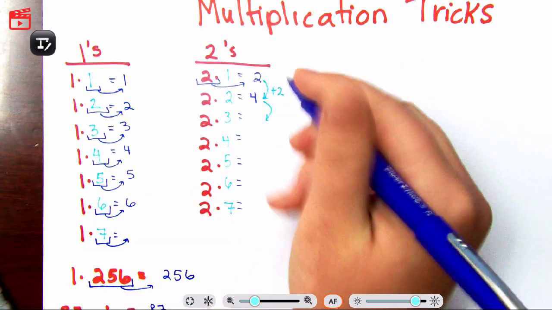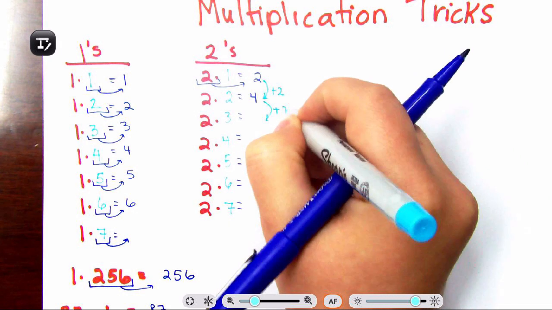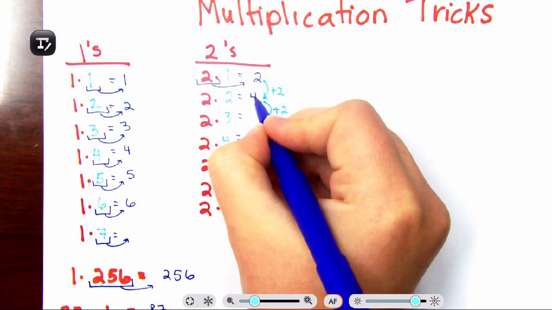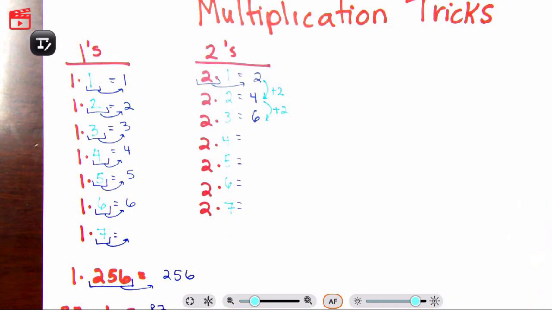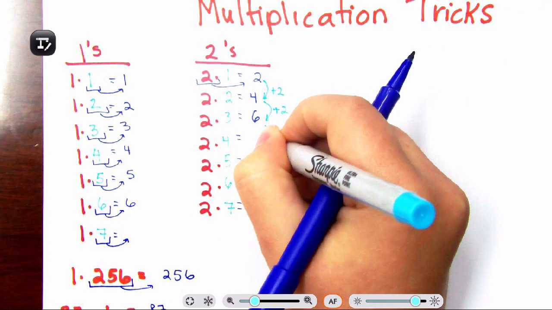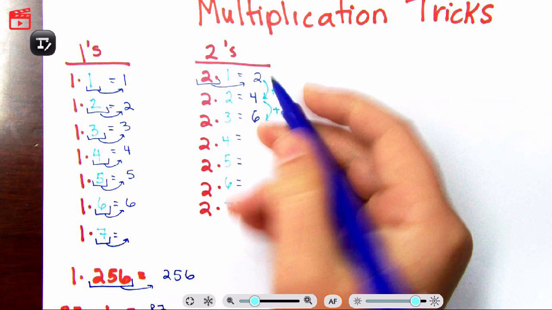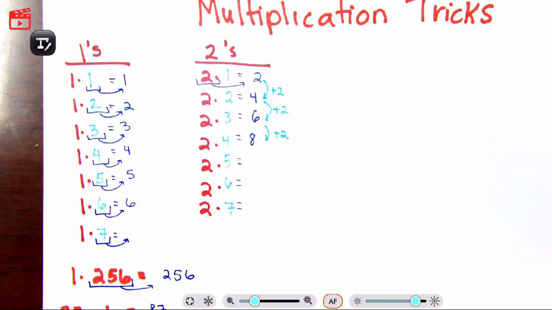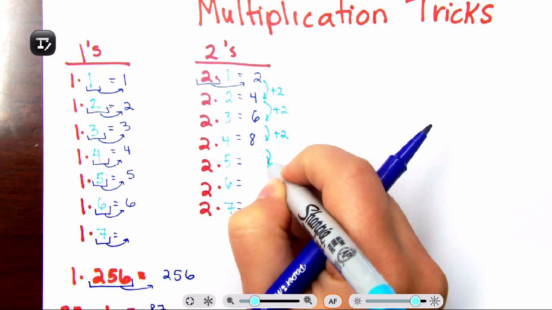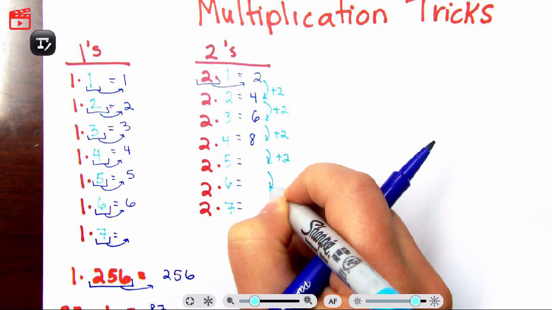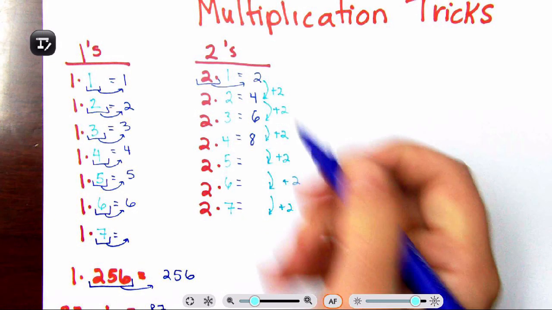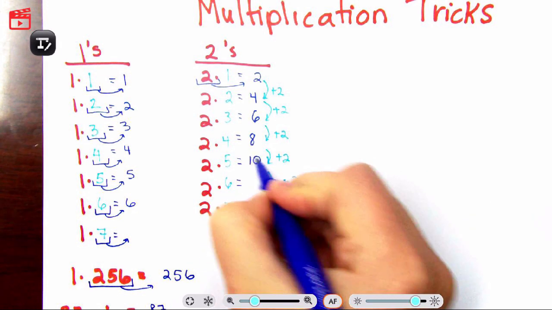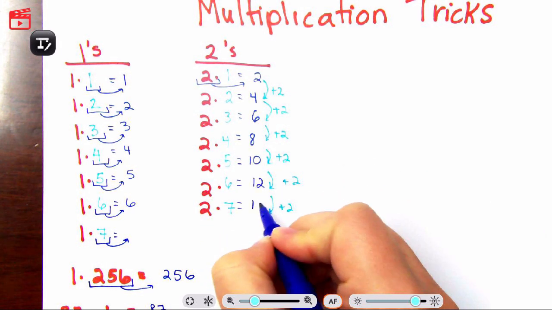I'm going to keep adding 2 to my previous answer. So 4, 5, 6. So 2 times 3 is 6. Once again, I'm going to add 2 to my previous answer. So this is 8. 2 times 4 is 8. I'm going to add 2 to my previous answer. And that pattern continues forever and ever. So 8, 9, 10, 11, 12, 13, 14.